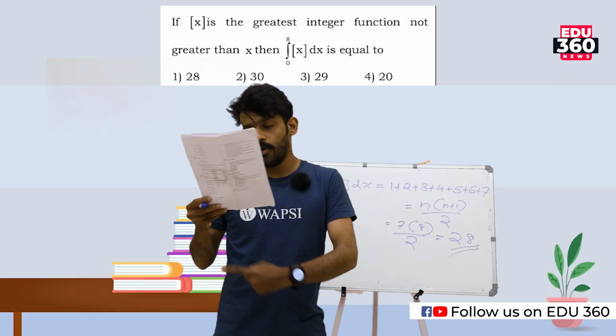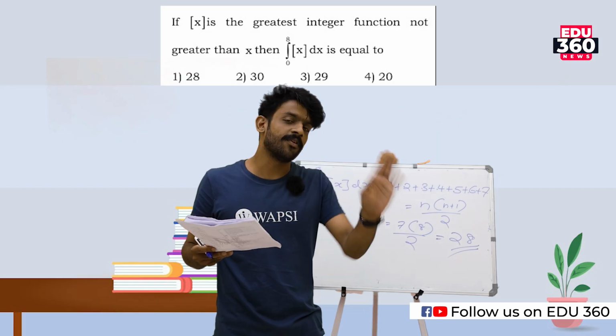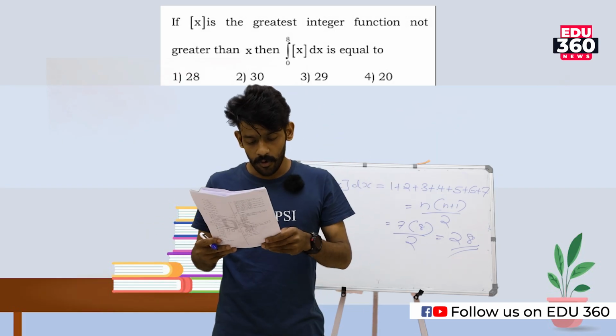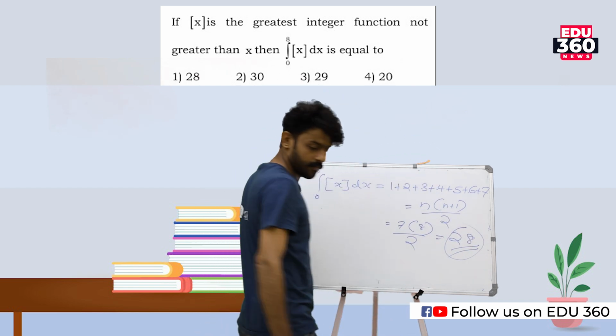Now go through the options. For the first one, you can see it's 28. The first one is the correct answer for this question. So 28 is the final answer.